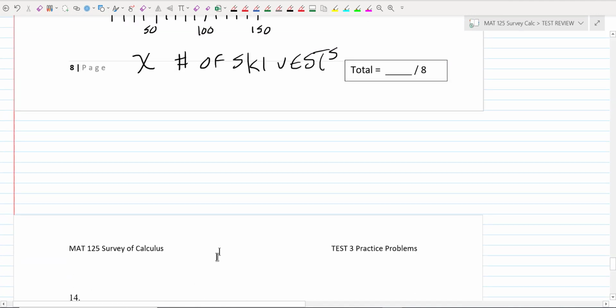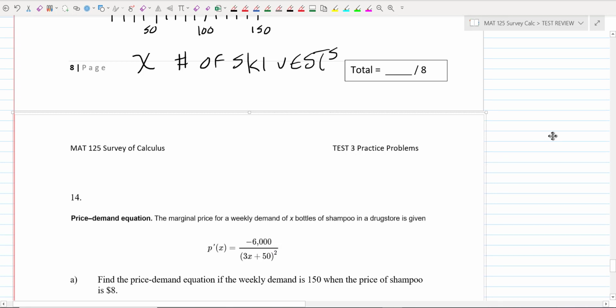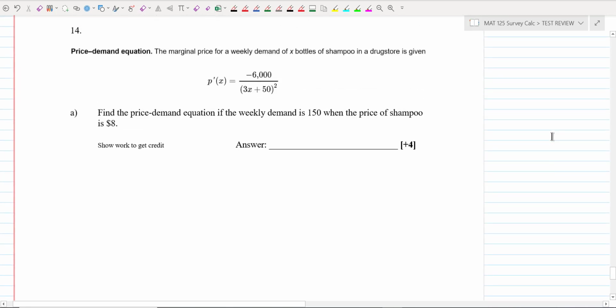Okay, so the last page, moving to the last page, and finish up this last problem I wanted to review, is a differential equation. So I want to run through this.